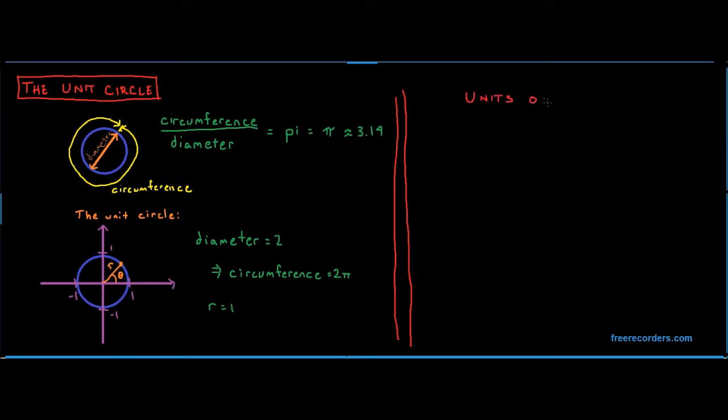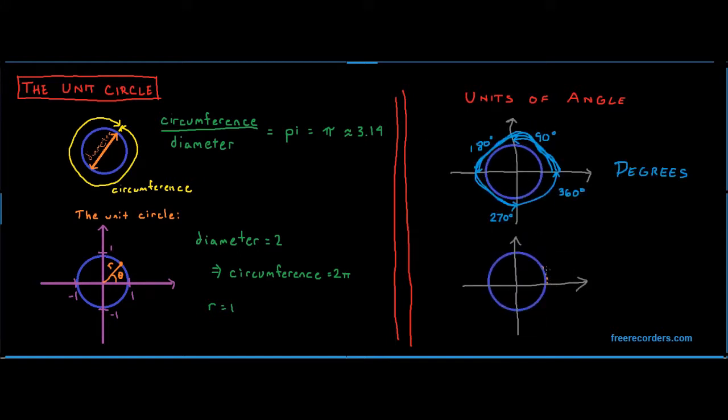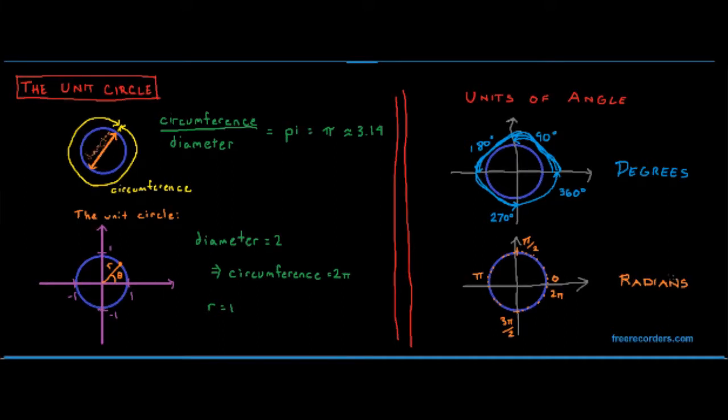You may be most familiar with degrees as the unit of angles. We will be using radians as our unit of measurement. Radians are defined as the distance traveled along the unit circle from the positive intersection. Let's arbitrarily label our axes x and y. We call the intersection at x equals 1, 0 radians.